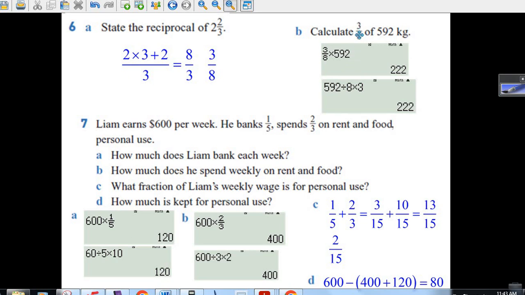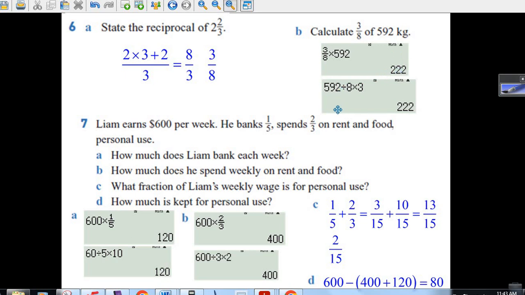Next one's calculate 3/8 of 592. If you've got a calculator, it's a pretty easy question because you go 3 over 8, of means times in this problem. 3/8 times 592. You know it's going to be a little less than half, so 222 seems right.